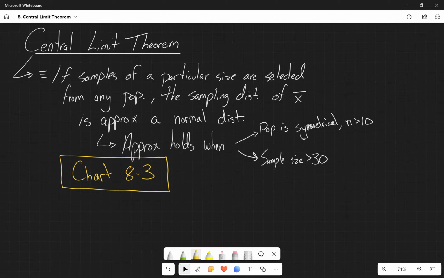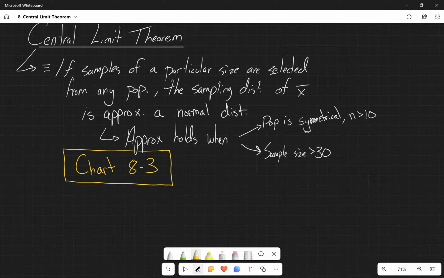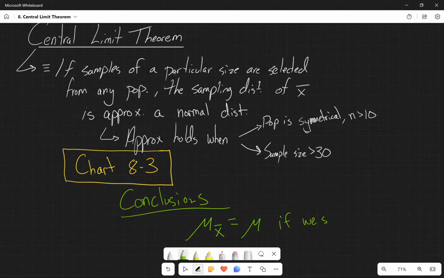Now, what are some of the conclusions that we have of the central limit theorem? Well, we know that the mean of the distribution of sample means is going to equal the mean of the population exactly if we select all possible samples of same size from the population.